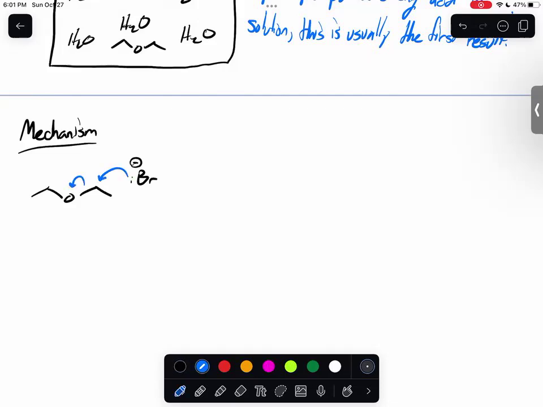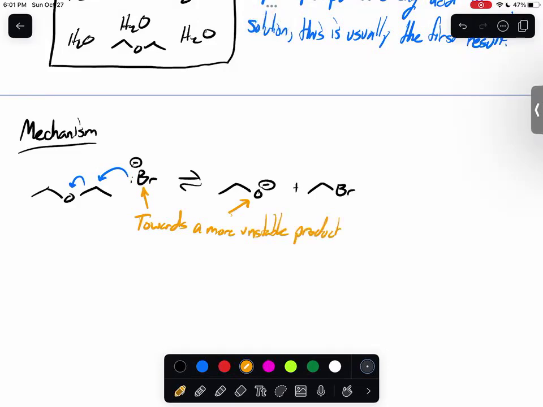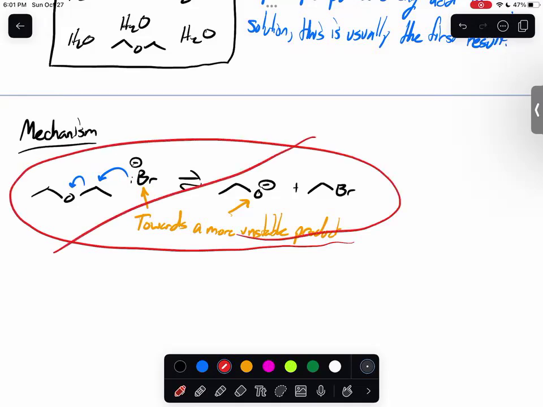But this doesn't make much sense, right? Think about it. If we do this, we would generally be making an O- with the ethyl bromide. But if we're comparing Br- and O-, we are going towards a more unstable product, right? So this just isn't possible, okay? We would generally say that something like this, which is just our traditional SN2, can't happen, right? It just energetically makes no sense.